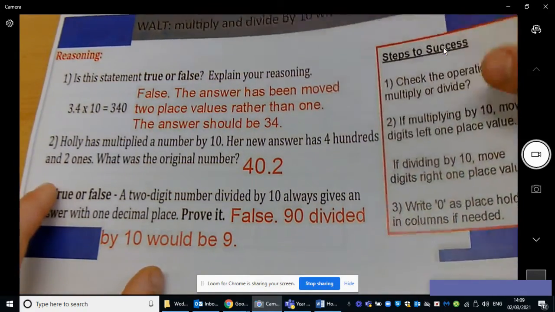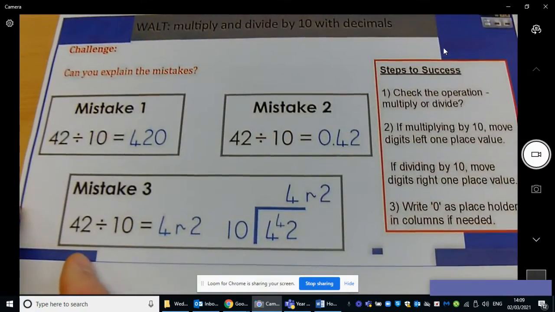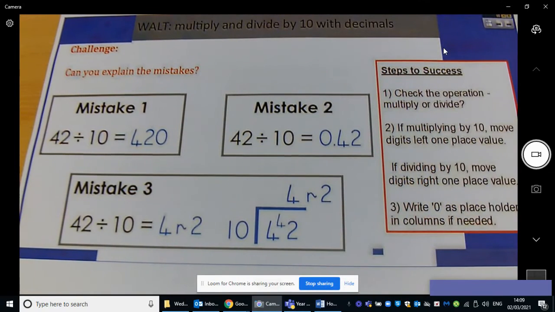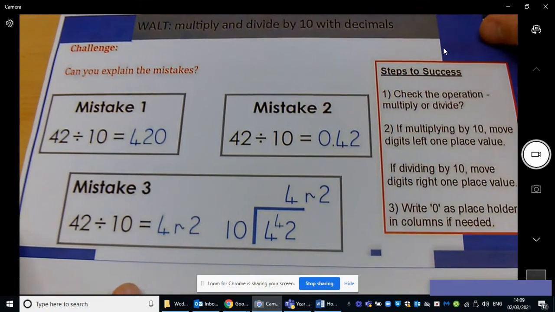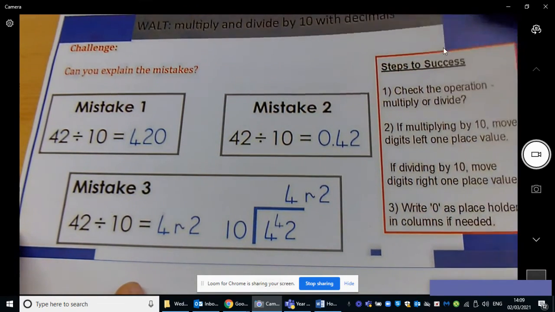Very well done. And then finally, we have got 3 mistakes here for your challenge where someone has been dividing by 10. 3 different mistakes on the same question. Can you explain the mistakes that they've made? What have these 3 people done incorrectly to get these answers? So, pause the video now. Right, and let's have a look at these now.